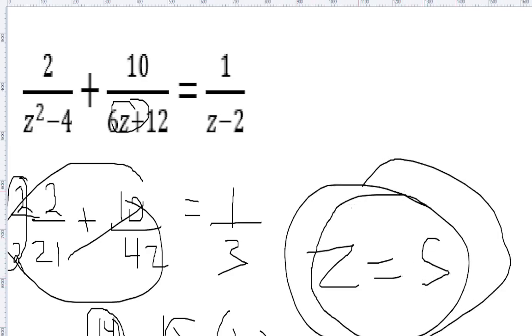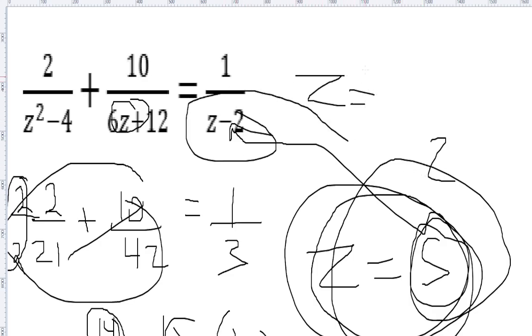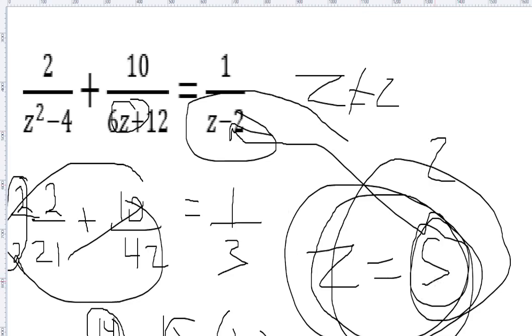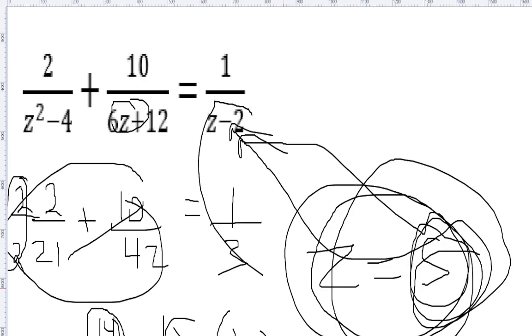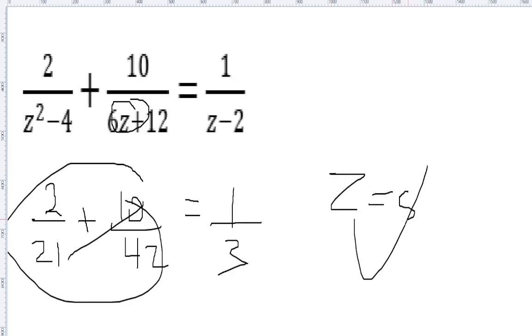Be aware, sometimes you'll get an answer here that was also a restriction. Like we could come out with Z is equal to 2, but in the beginning we found out Z can't be 2, which means there's no possible answer. Just be aware of that. Sometimes you come up with an answer that can't possibly exist because of the restrictions. The reason we can come up with an answer that's part of the restrictions is we got rid of all the denominators. But in this case, 5 was not a restriction. We've proven that Z is equal to 5 is the right answer.